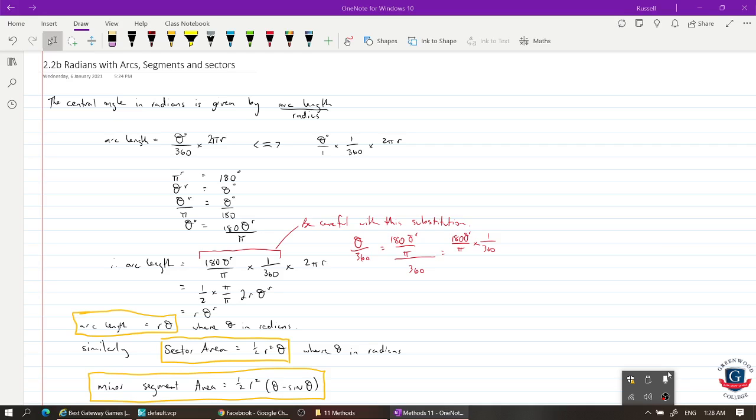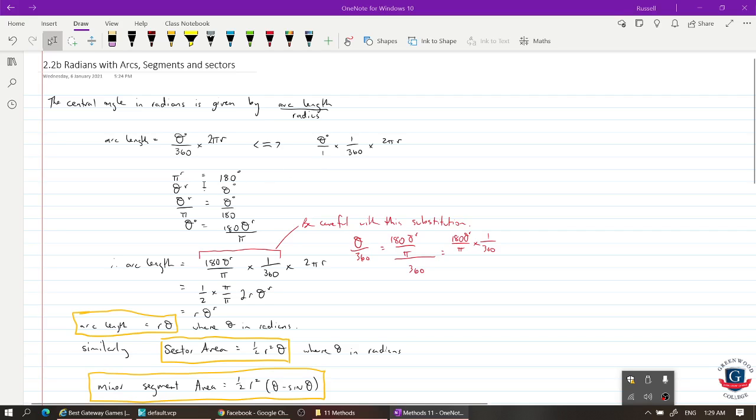Now if we split this first expression into two parts, theta divided by 360 is the same as theta on 1 times 1 on 360. I've split this because it makes it easier to work with down here, but that's the basic arc length formula there.